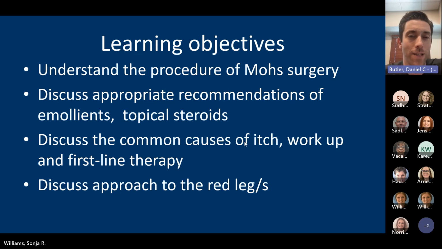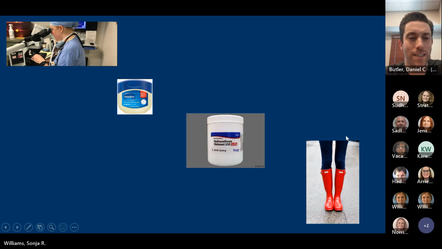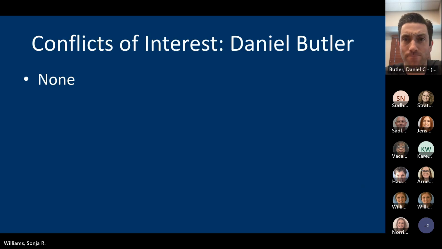Can we go to the next slide, Sonia? So this is just a pictorial representation of what we're going to do. That's Mohs surgery, those are emollients, and those are some red legs. Next slide. I have no conflicts of interest related to this talk. Next slide.